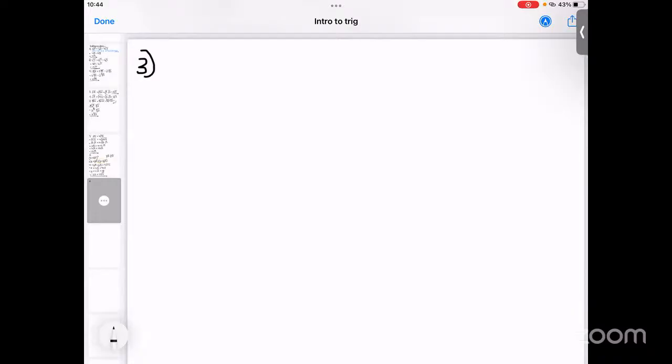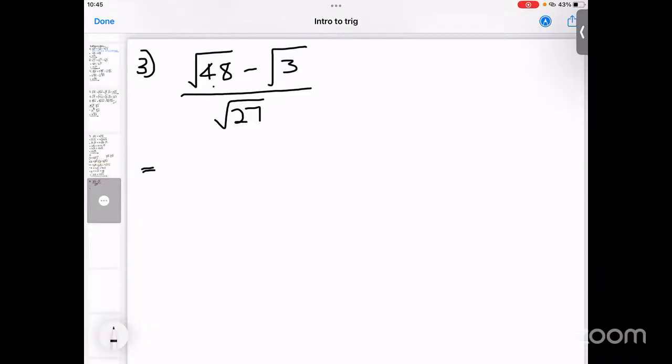Okay, let's now look at this one where, let's say, we are having square root of 48, where we might need to minus square root of 3, where we divide by square root of 27. Okay, I think what we might need to do is to actually rearrange that.